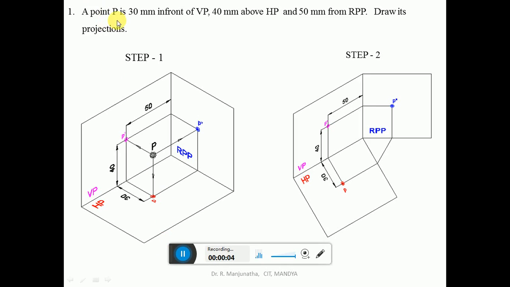A point capital P is 30 mm in front of VP and 40 mm above HP and 50 mm from the right RPP. Draw its projections. So this is the problem given to us.